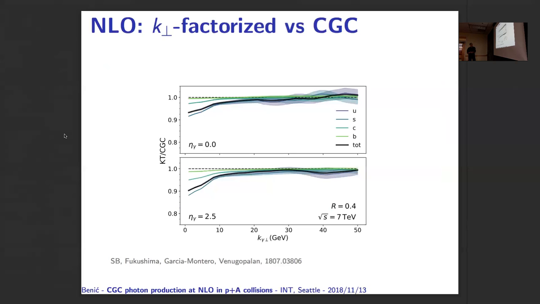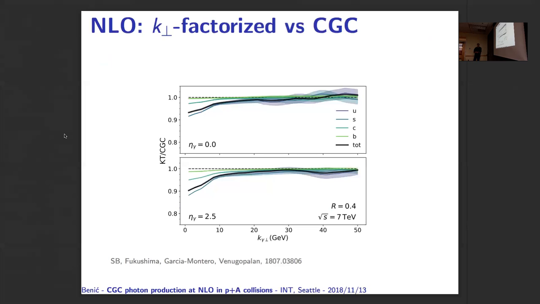First of all, at low transverse momenta, the kT factorization breaking is about 10%, and it's stronger for light flavors, and it's more pronounced when you go forward in rapidity. So both of these things are somehow intuitive. On the other hand, if you go to momenta which are a couple of tens of GeV, let's say 20 GeV or so, then the kT factorization breaking is basically negligible.